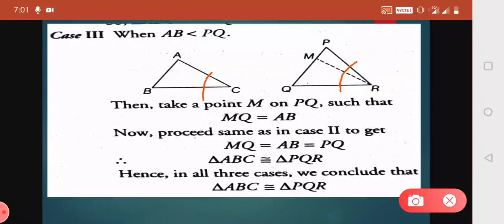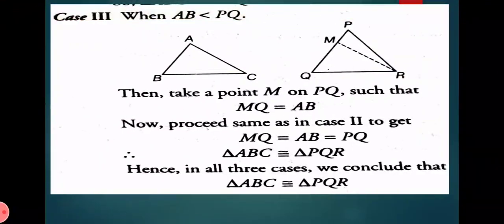Compulsorily M coincides with point P. So we write that MQ equals AB equals PQ. Therefore triangle ABC is congruent to triangle PQR. Hence, in all the three cases, we conclude that triangle ABC is congruent to triangle PQR. Hence, proved.